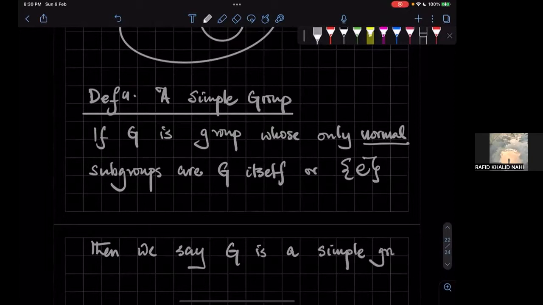So there is just like no improper normal subgroups. Well, I don't think that's a term, but that is the essence.